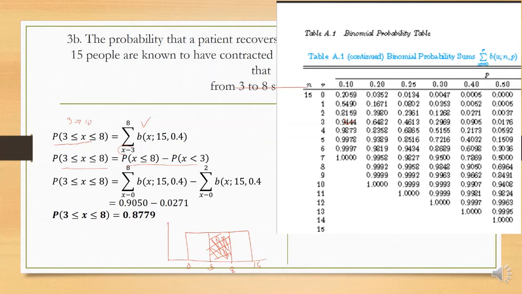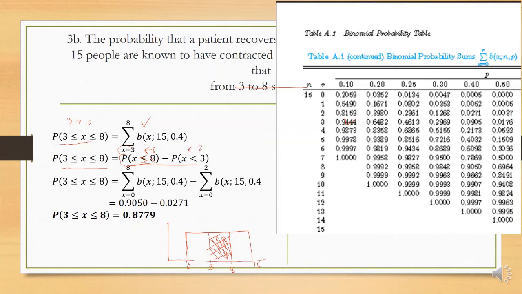Ang meron ay yung 0 hanggang 3, 0 hanggang 8. Okay? Now, if you look at this one, ang notation ko dito ay x less than or equal to 8. This means 8 pababa. Diba? Kasi less than or equal to 8 pababa. Sinubtract ko yung x less than 3. Ibig sabihin, less than 3 siya, magsisimula siya sa 2 pababa.